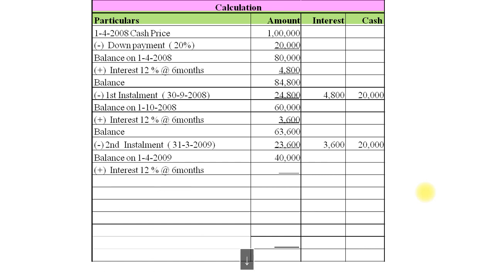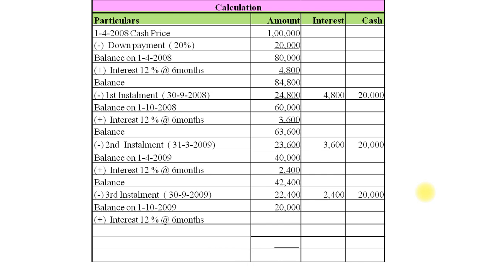Now come here, we will add the interest of the third installment. Interest is 12% at 6 months, it comes to 2,400. The balance is 42,400. Minus your third installment on 30/9/2009. Cash price 20,000, in that interest will be included, that is 2,400. You will get the installment of 22,400. Balance on 1/10/2009, it will come to 20,000.